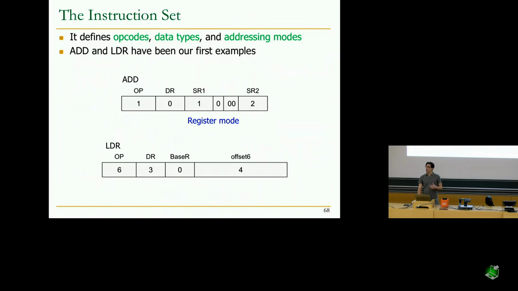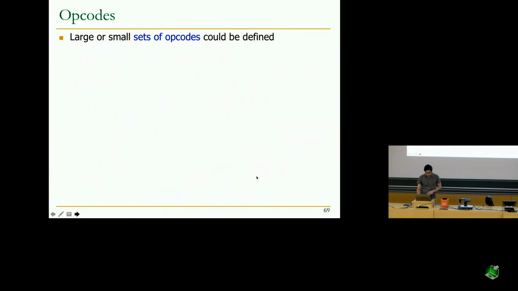Regarding the addressing modes, I think we have already mentioned some in the previous slides. Register mode is one possible addressing mode. Base plus offset is another possible addressing mode, where we use a base register and we add some offset. And regarding the opcodes, the total number of opcodes is the total number of instructions that we will have, right? How many instructions do we want to have in our ISA? Do we want only a few or do we want many? That depends. There are always trade-offs here.